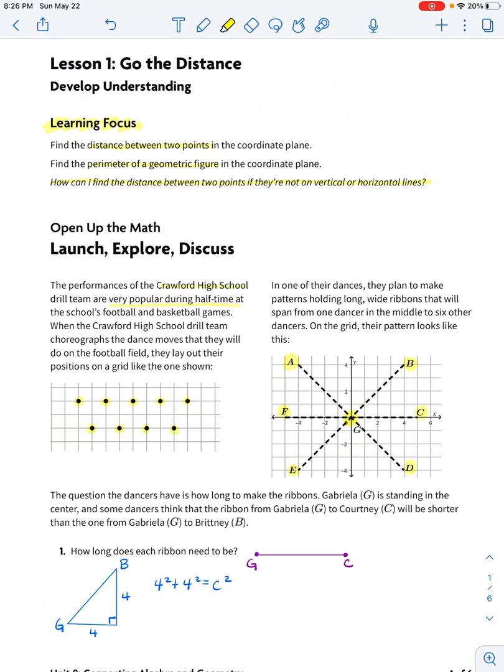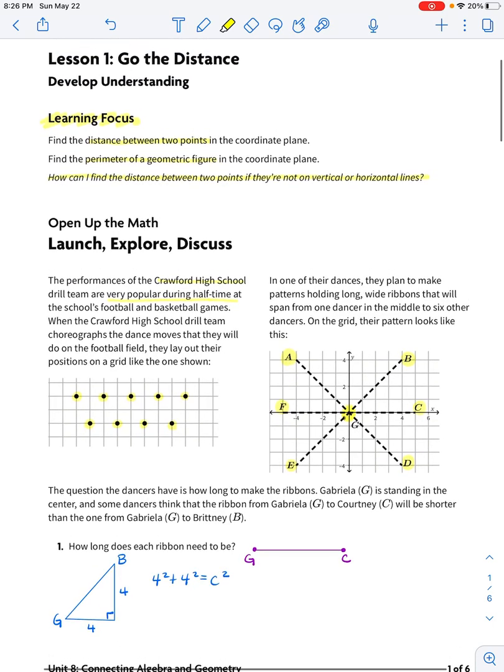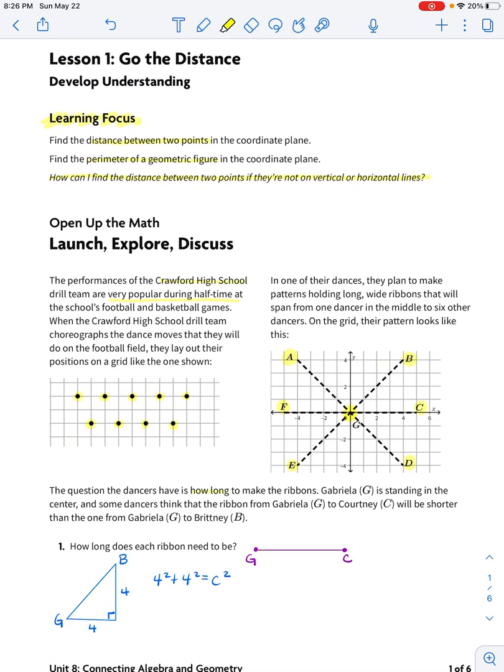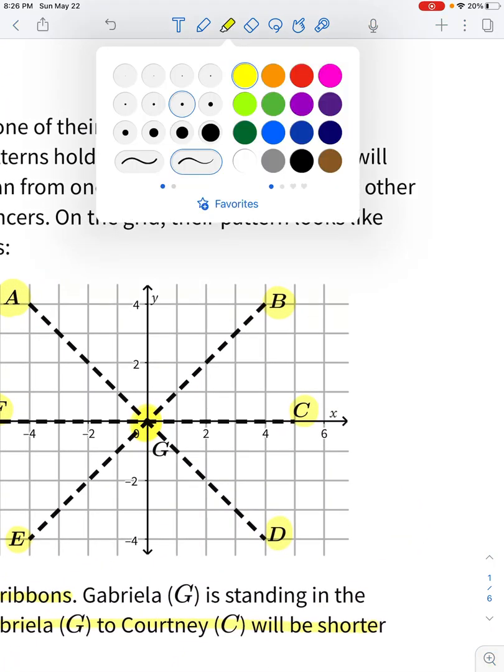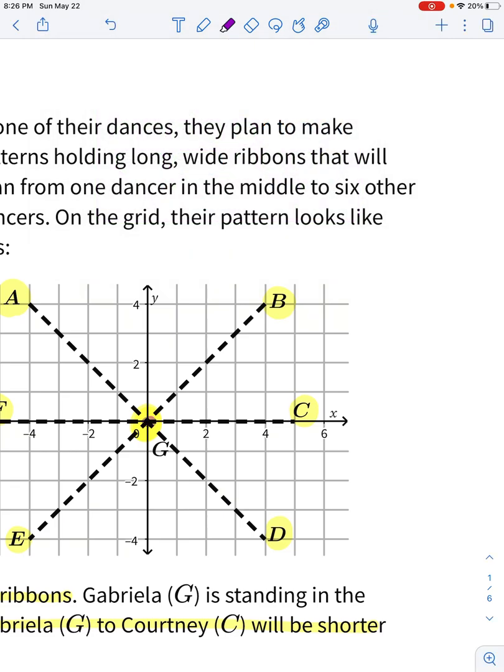Okay, so let's look at question 1. It says, the question the dancers have is how long to make the ribbons. Gabriella is standing in the center, and some dancers think that the ribbon from Gabriella to Courtney will be shorter than the one from Gabriella to Brittany. Okay, so we're going to just take a look specifically at those 2 stretches of ribbon. All right, let's first work on the stretch from Gabriella to Courtney. And that's this one right here. Go ahead and take a highlighter and just stretch that out right there.